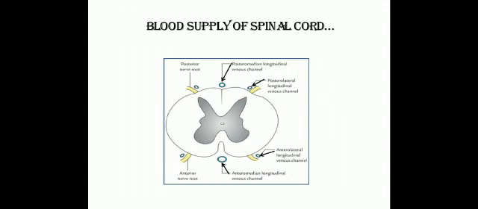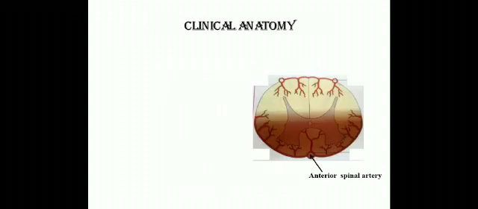These channels are interconnected by a plexus of veins that form the venous vasa corona. From there it is drained into the radicular veins that open into the venous plexus lying between the dura and the vertebral canal, and through it enters into the various segmental veins.